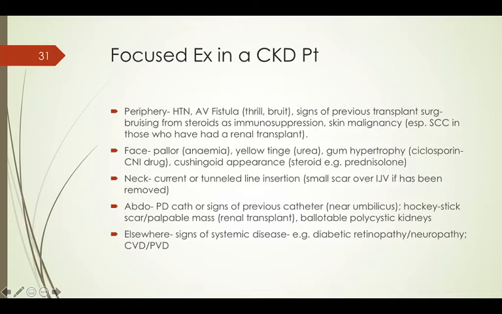Have a look at the neck if you're thinking about any lines that have been inserted. In the abdomen, look for a peritoneal dialysis catheter, a Tenckhoff catheter. And have a look for a hockey stick scar, which is the scar used for renal transplant. You may even be able to feel a mass there.